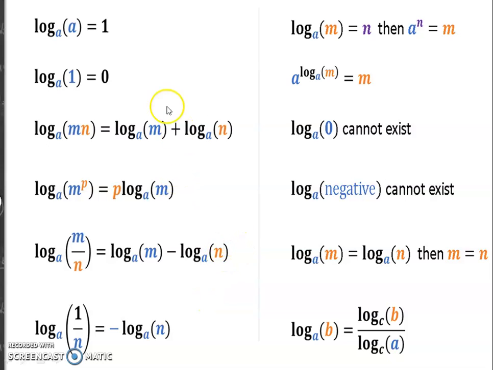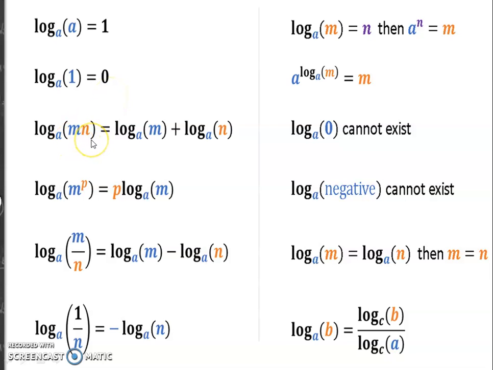Hello students, in the last lecture we continued with the topic laws of logarithm. In detail, we must briefly study this topic. What are they? Log a to the base a is 1. Log 1 to any base a is always 0.